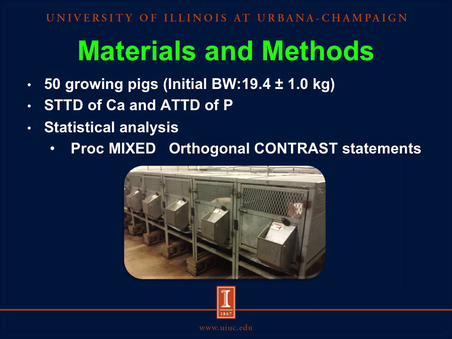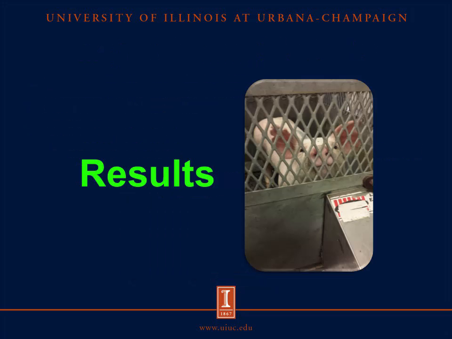For this experiment, we used 50 growing pigs with initial body weight of 19.4 kilograms, housed individually in metabolism cages. The STTD of calcium and the ATTD of phosphorus were calculated, and the data were analyzed using the PROC MIXED of SAS, and orthogonal contrast statements were used to compare the diets. So let's move into the results.